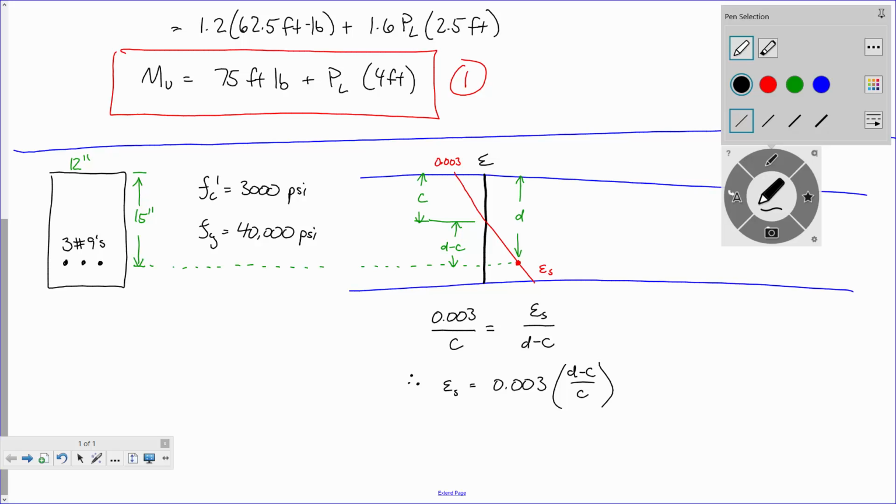Now, let's see if y'all remember, what is that used for? Why do I care about the strain in the steel? What's that? Phi value. Remember, if the strain in the steel is above a certain value, that means the beam will behave in a ductile fashion, and therefore we can achieve a resistance factor of 0.9. Tension control. Remember that? All right. Now that's our strain profile.